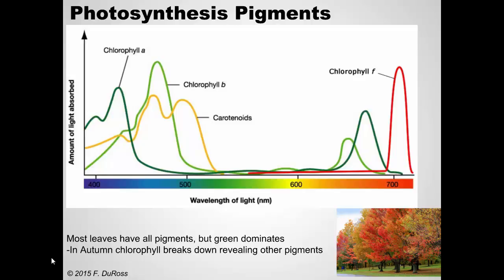Green, blue, indigo, and violet. Roy G. Biv. And so you see those colors, red to violet here. And when you look at a leaf, which colors does the leaf reflect? Green. That's why a leaf looks green, because it reflects the green light.